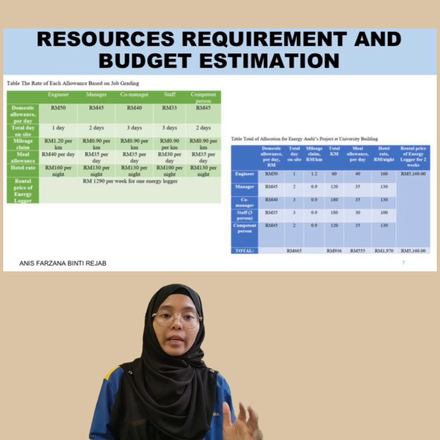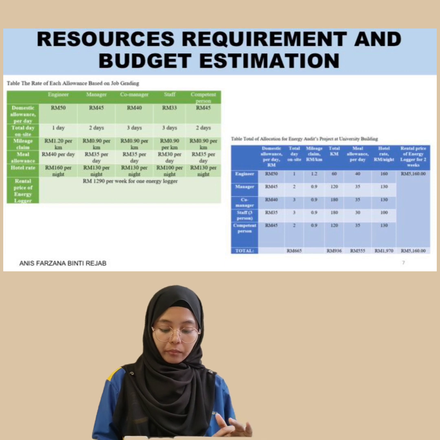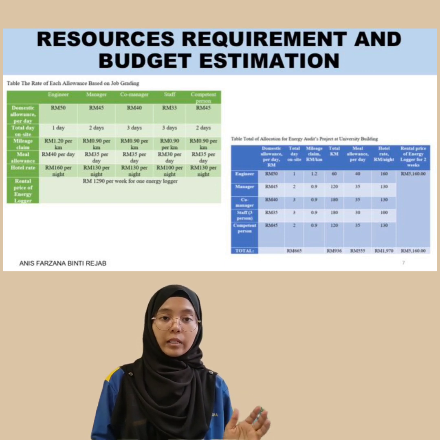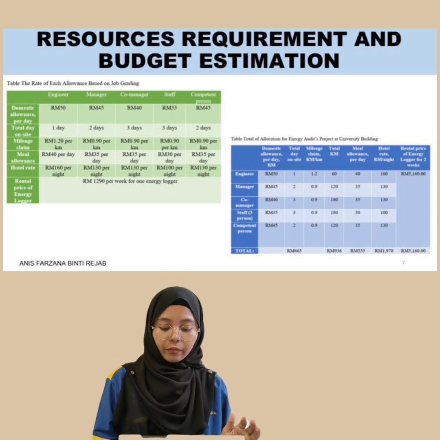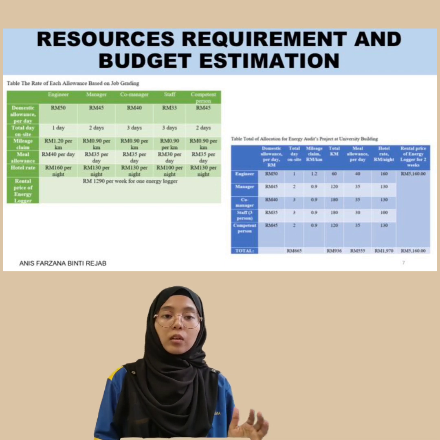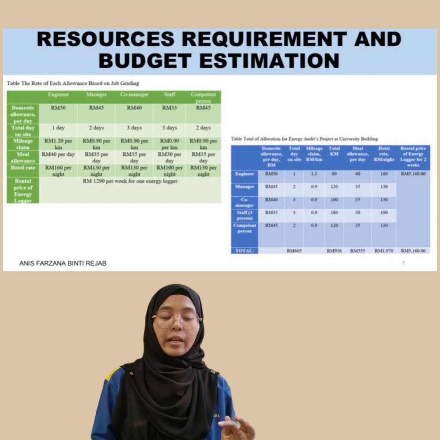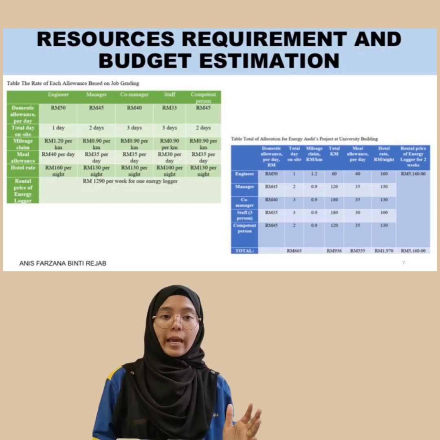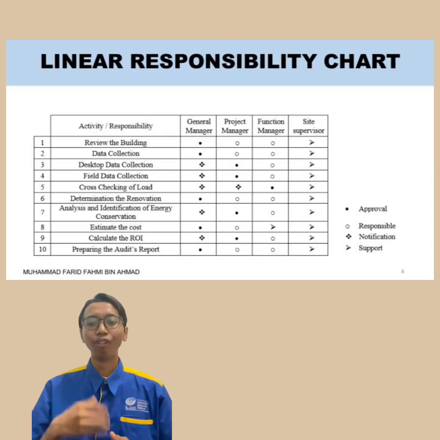Besides, the table of each allowance related to this project was provided in the report. The allowance was provided by the company only for the necessary support to all staff who travel on official duties. Based on the total allocation budget for the energy audits project, the total cost of rental for the energy logger is 5,160 ringgit Malaysia. The overall budget of this project is 9,286 ringgit Malaysia.